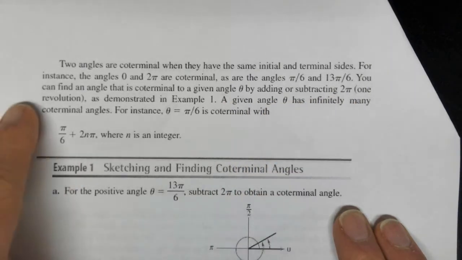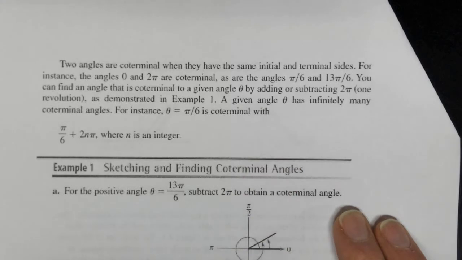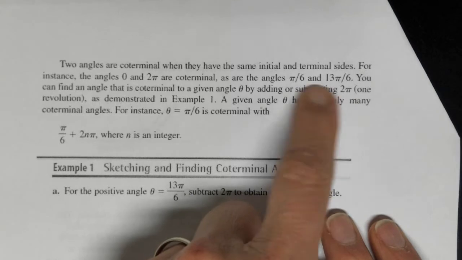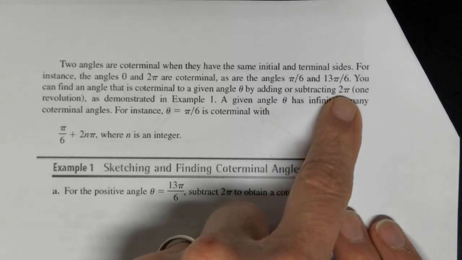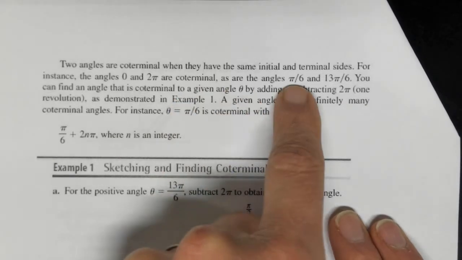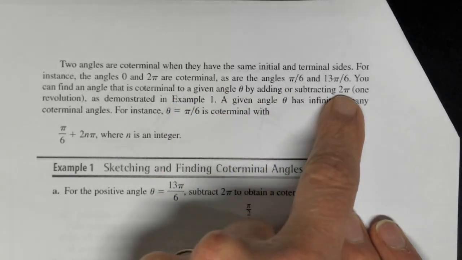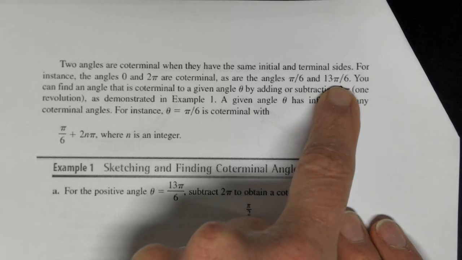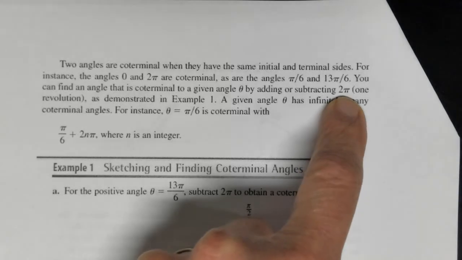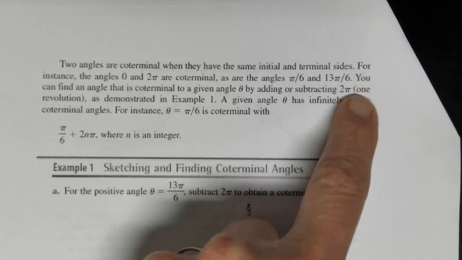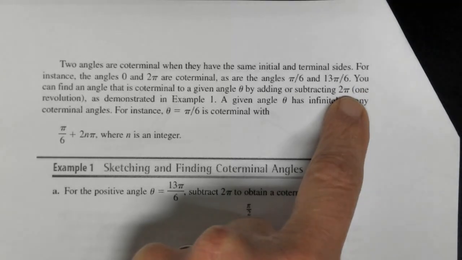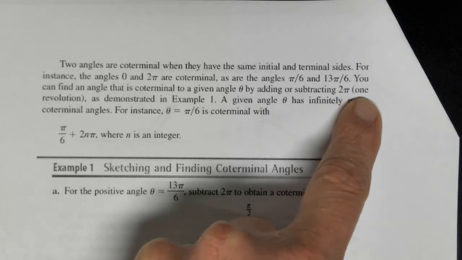And as a matter of fact, you can also add or subtract as many multiples of 2 pi or 360 as you want. For example, if I take this pi over 6 and I add 2 pi to it, that gives me 13 pi over 6. If I take 13 pi over 6 and add another 2 pi, in other words, I go around again, that would be another angle that's coterminal with it. And if I added another 2 pi to that, that would be a third angle that's coterminal to it, and so on and so forth.